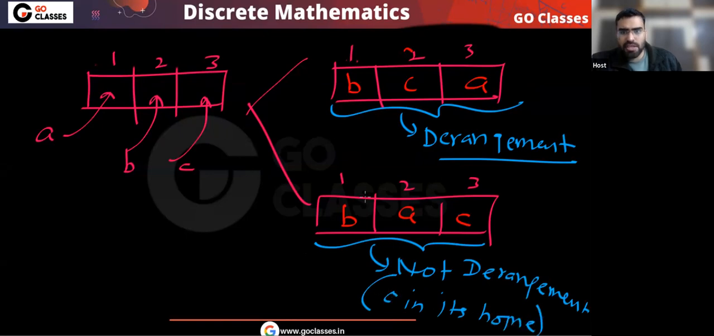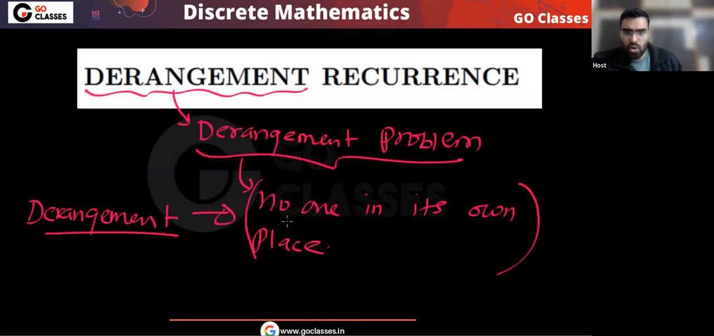Okay, so C is already in its home. So this is your derangement problem, meaning no one is in its own place. Now if you have, let us assume, n homes, how many derangements are possible?